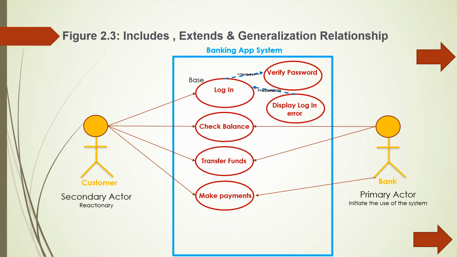When you have an extend relationship, you draw a dashed line with an arrow that points toward the base use case. In our example, login is the base use case, and display login error is the extend use case. The banking app won't display a login error message every time a customer logs in because it will proceed once login is successful. Since this is an extend relationship, we draw a dashed line with an arrow pointing to the base use case and write extend.